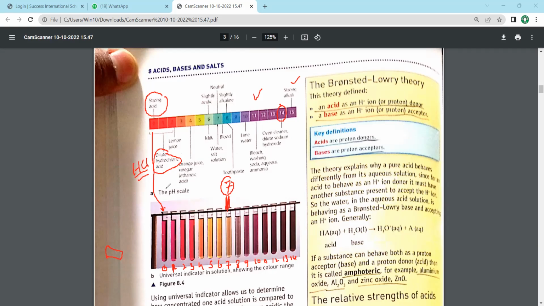Yes or no? If you remember, I explained to you about concentrated and dilute solutions. You remember or forget? Yes. Can you give a quick recap or no? Okay, no problem. I will show.